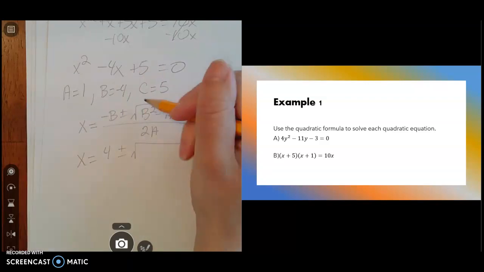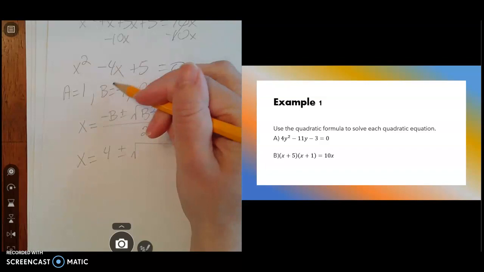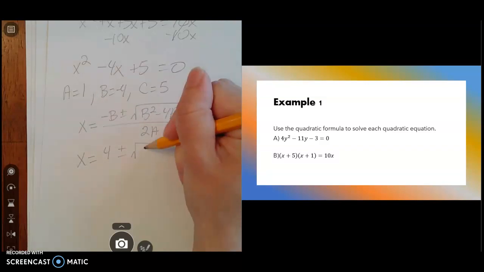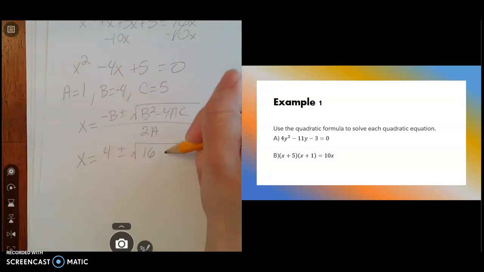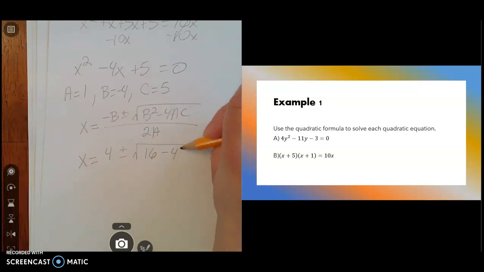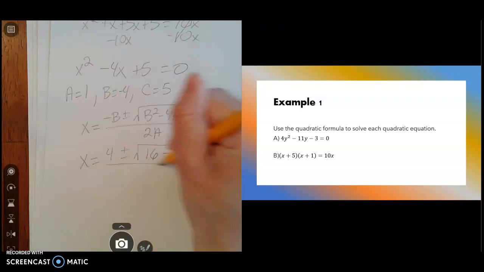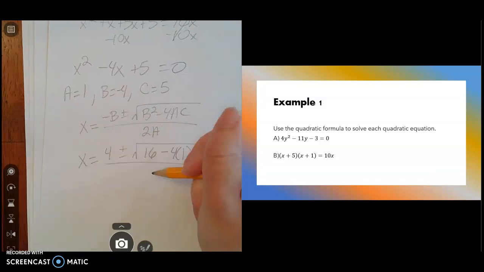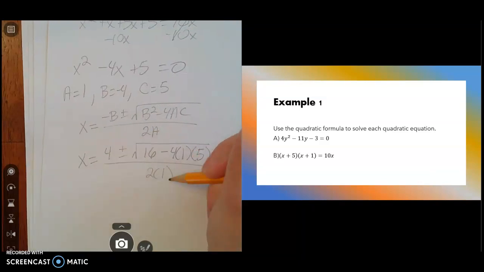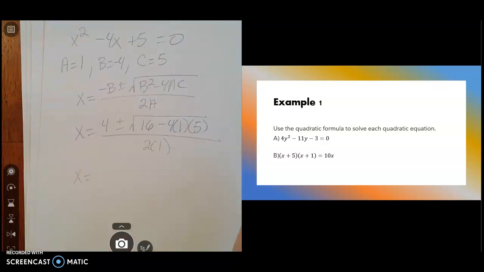We have b squared, that's negative 4 squared, that's negative 4 times negative 4, which is positive 16, minus 4 times a, which is 1, times c, which is 5. And it's all over 2a, so that's 2 times 1. Let's keep going with simplifying.